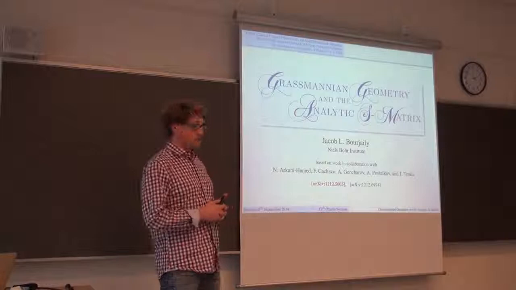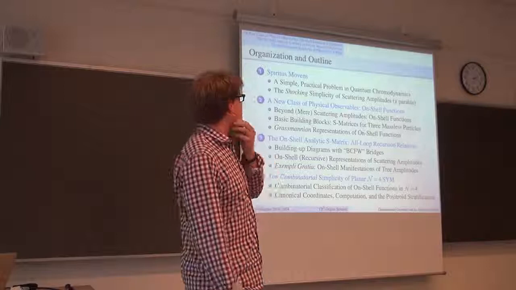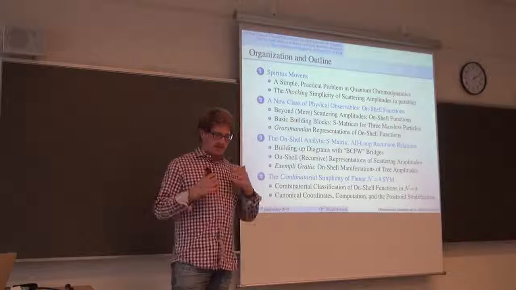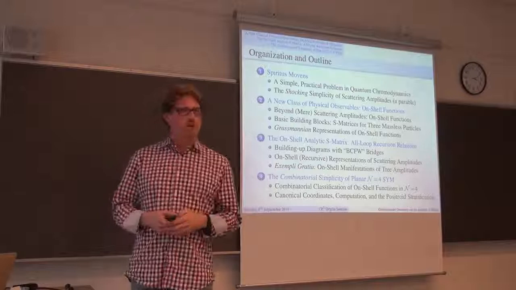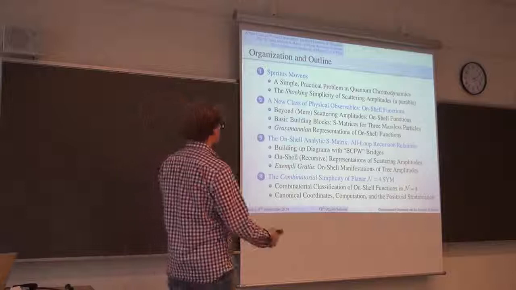So an outline is basically, I'm going to start with a kind of microcosm, a parable that illustrates much of the spirit of this research over the last decade, and really is a great illustration of both the problems that we face with the traditional formulation of quantum field theory and the kinds of simplicities that we hope to capture with this new formulation.